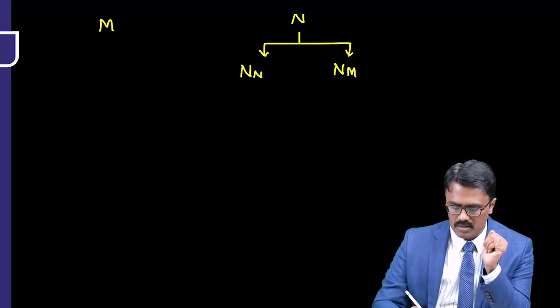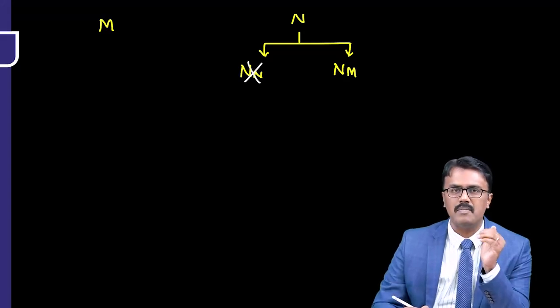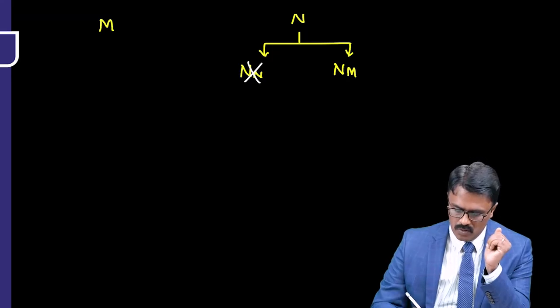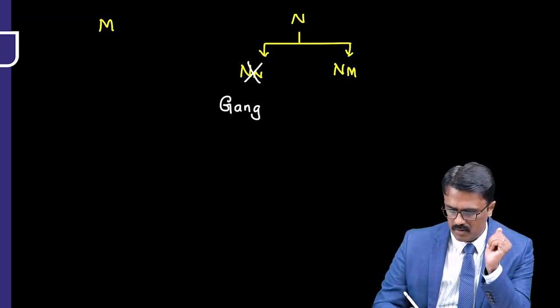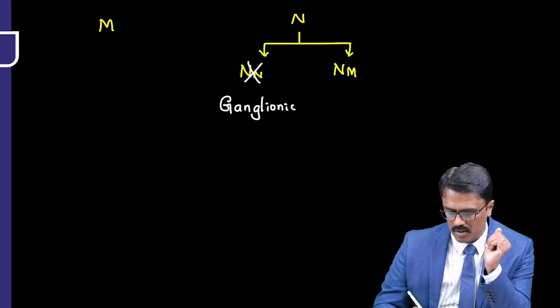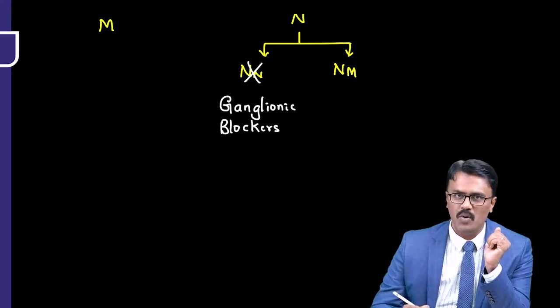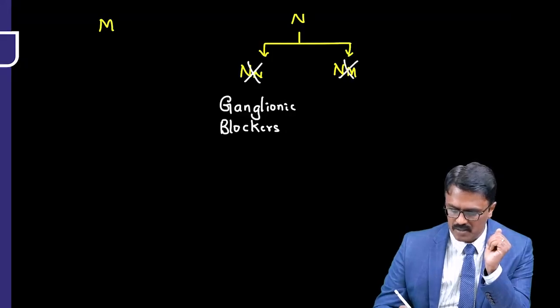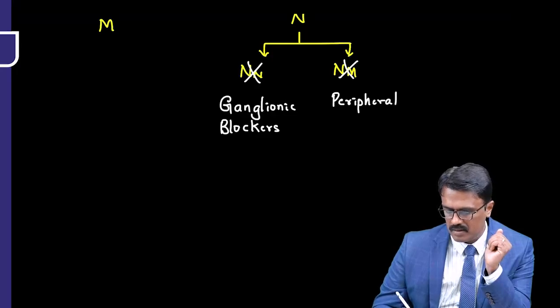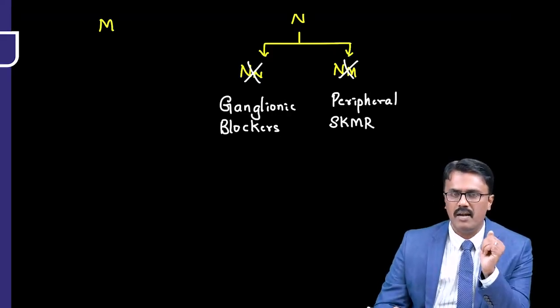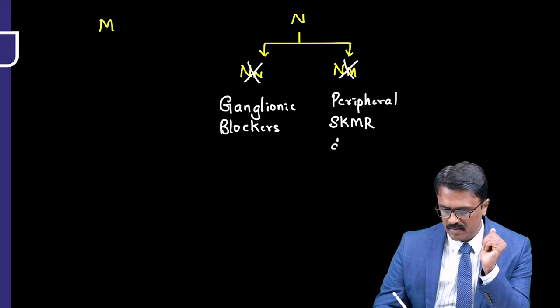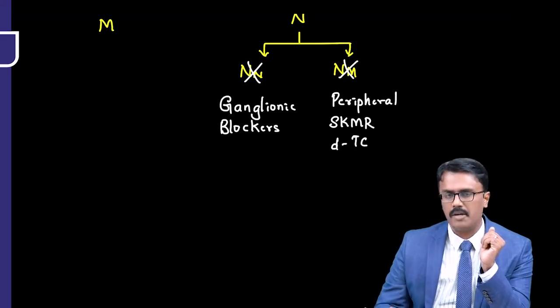Suppose I want to block the NN receptor, that means I am blocking the ganglion. So the drugs which block the NN receptor are called ganglionic blockers. The drugs which block the NM receptor at the neuromuscular junction are called peripherally acting skeletal muscle relaxants. A classical example is a drug by the name D-tubocurarine.